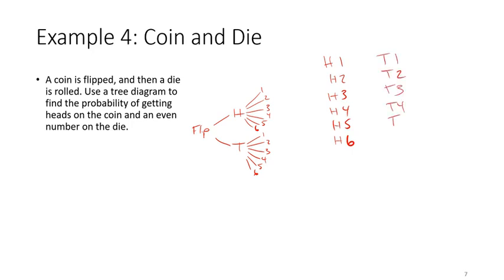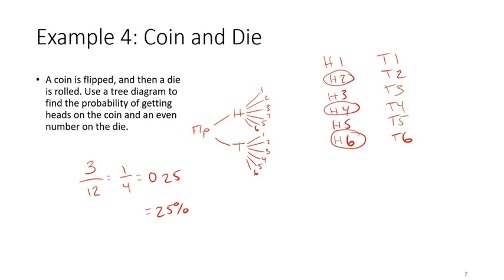So we know now how many outcomes we have, and we know what all of our possible outcomes are. We want to find the probability of getting heads on the coin and an even number on the die. Well, heads are all over here on the left, even numbers 2, 4, and 6. And so there are 3 ways to get heads on the coin and an even number on the die, out of 12 total outcomes, which is 1/4 or 0.25. So there's a 25% chance of getting heads on the coin and rolling an even number on the die.